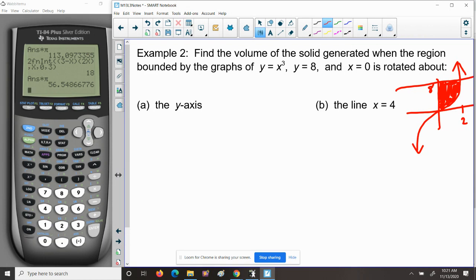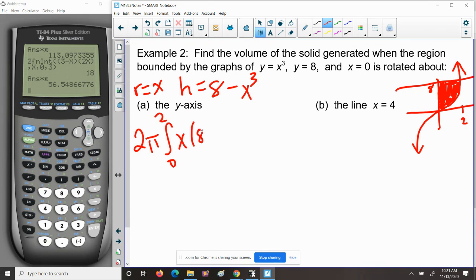Now, let's work through this. If we're going to rotate around the y-axis, then our radius is going to be x. Our height, we want upper minus lower. Upper function is 8. Lower function is x cubed in this area of this region. So let's find volume, 2 pi times the integral from 0 to 2 of x times 8 minus x cubed.